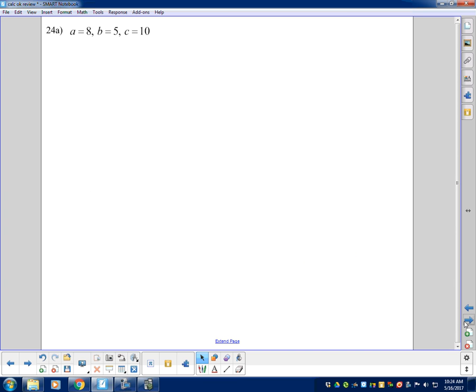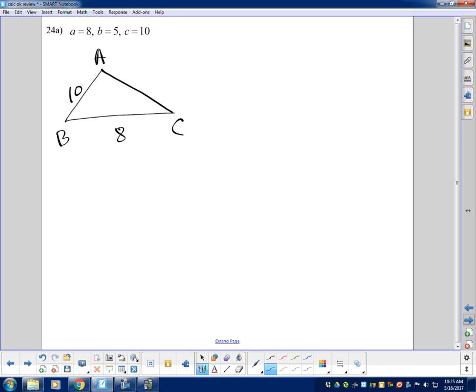24 on the last page here. So 24a says solve the following triangles with the given information. So solving a triangle means find all the angles and all the sides. Let's go ahead and draw a quick picture here. We've got A, B, let's put 10 in between there. C here. C is 10, okay. And A is 8. Oh, well, we're not going to worry about scale here.